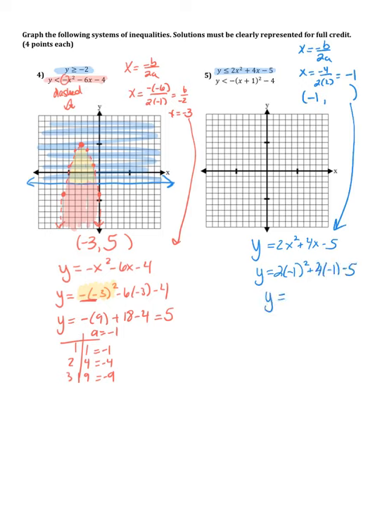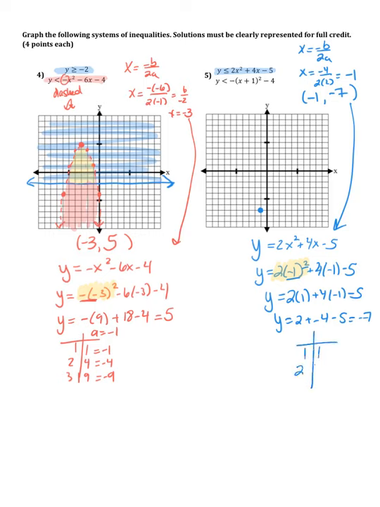And again, be careful about your order of operations when you're doing this step. You need to square the -1 and then multiply it by 2, not multiply by 2 and then square. So I'm going to get, well, -1 squared is 1, so 2 times 1, which is going to give me 2 plus -4 minus 5, which is -7. So at -1, -7, I'm going to plot my parabola.